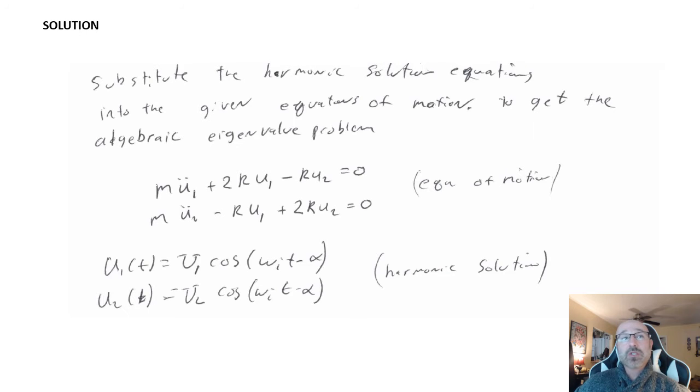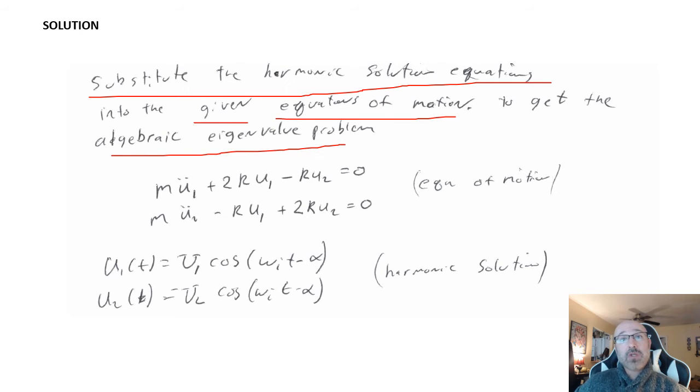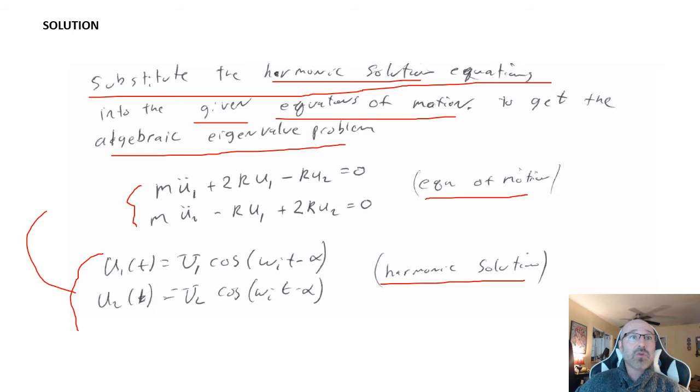For the next portion of our solution, we want to substitute the harmonic solution equations into the given equations of motion from the beginning of the problem statement in order to get an algebraic eigenvalue problem. Here are our equations of motion, and I rewrite those down. Here are our harmonic solutions, and I write those down again. The next step is to take the harmonic solutions for u1 of t and u2 of t and substitute them into our given equations of motion in order to get our algebraic eigenvalue problem.